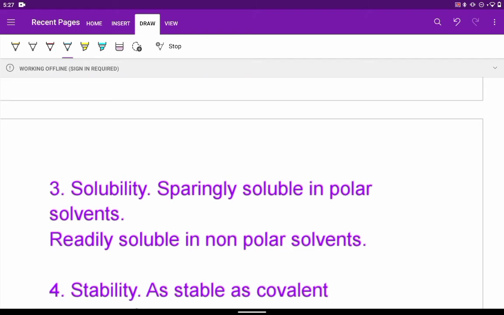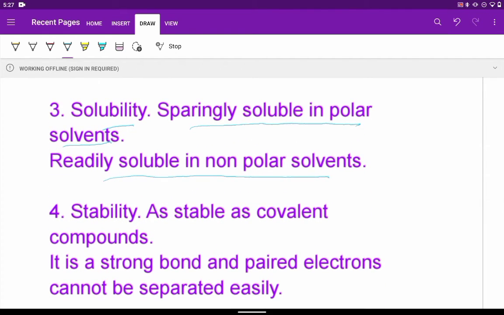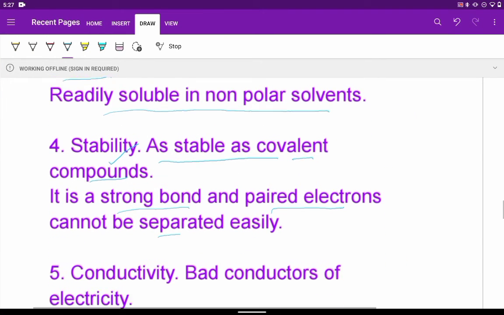Now you come to solubility. These compounds which have coordinate bond, they are sparingly soluble in polar solvents like water. Water is a polar solvent, but they are readily soluble in non-polar solvents, which are mostly organic solvents. Organic solvents are non-polar, so they dissolve in non-polar solvents. They are very stable like covalent compounds. This is because of the strong bond they have. They are paired electrons. The bond formed is a strong bond and it cannot be separated easily. This gives rise to the stability.